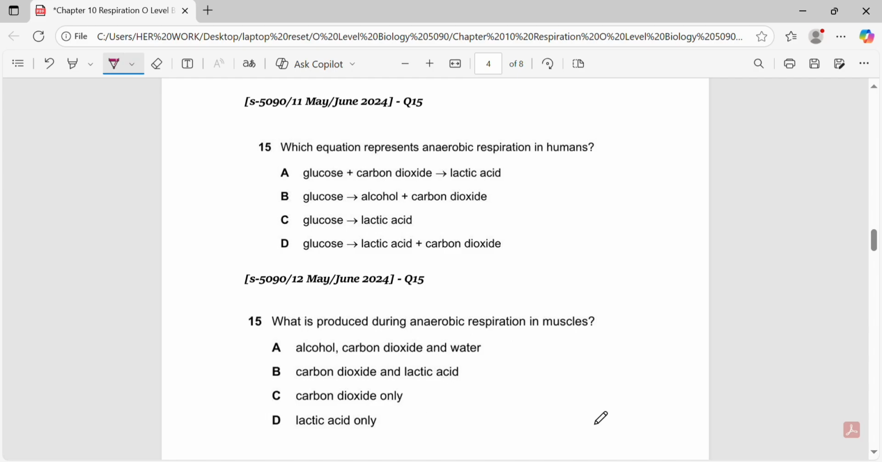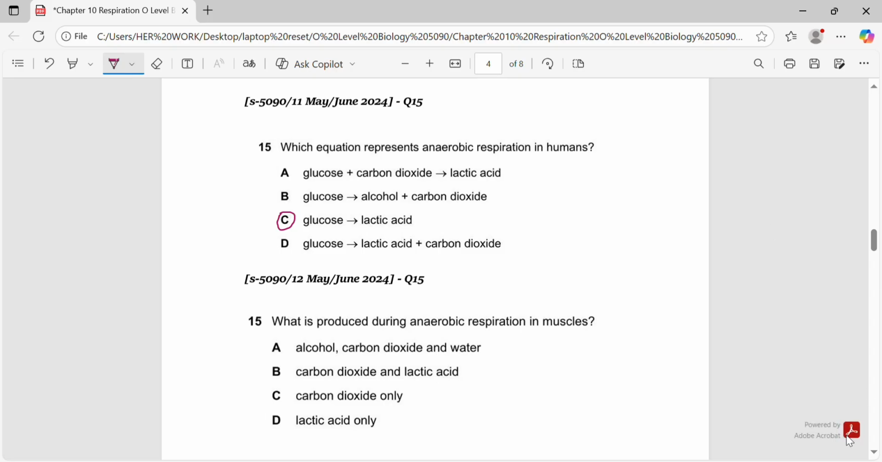With this understanding, we evaluate each option. Option A is incorrect because it shows carbon dioxide being formed, which does not occur in humans under anaerobic conditions. Option B describes fermentation in yeast, not in humans. Option D also mentions carbon dioxide as a product, which again is wrong for human anaerobic respiration. Only option C correctly shows that glucose is converted into lactic acid alone. Therefore, the correct answer is C, so this is the correct option.